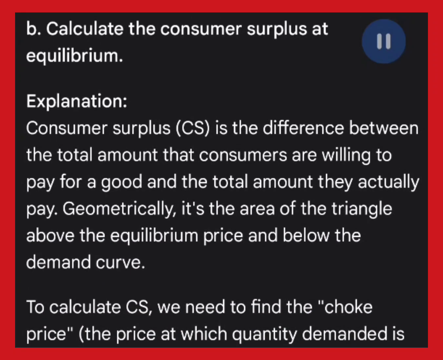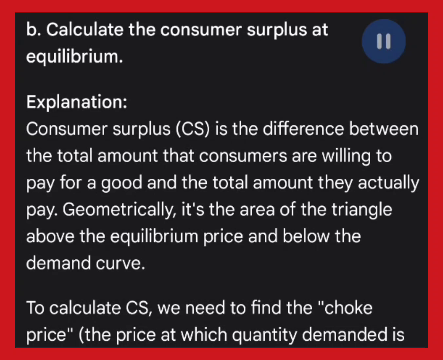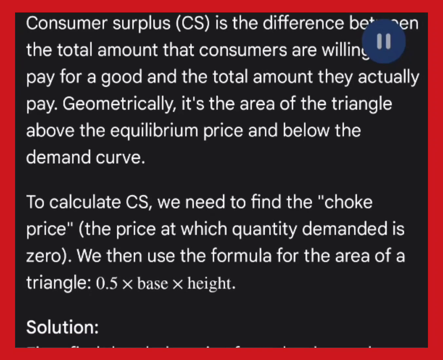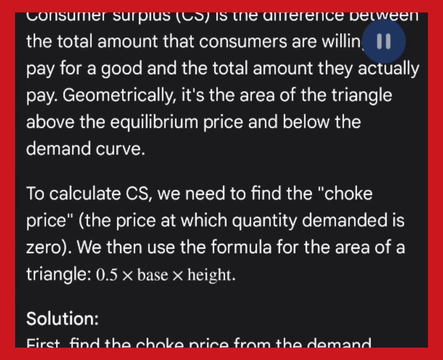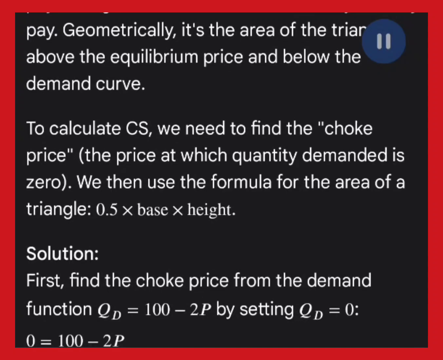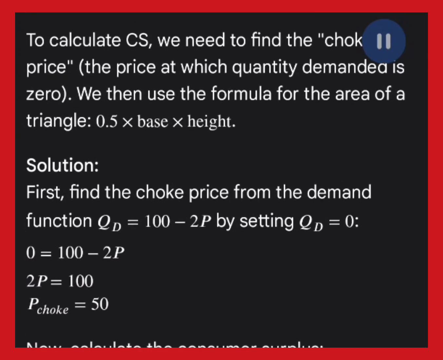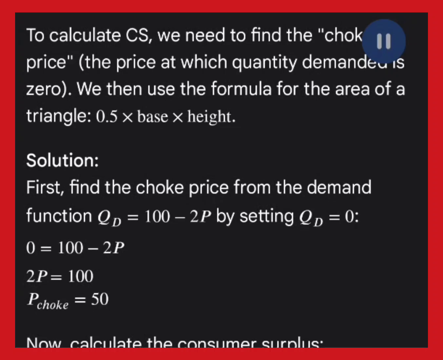Explanation: consumer surplus, CS, is the difference between the total amount that consumers are willing to pay for a good and the total amount they actually pay. Geometrically, it's the area of the triangle above the equilibrium price and below the demand curve. To calculate CS, we need to find the choke price, the price at which quantity demanded is 0. We then use the formula for the area of a triangle, 0.5 times base times height.